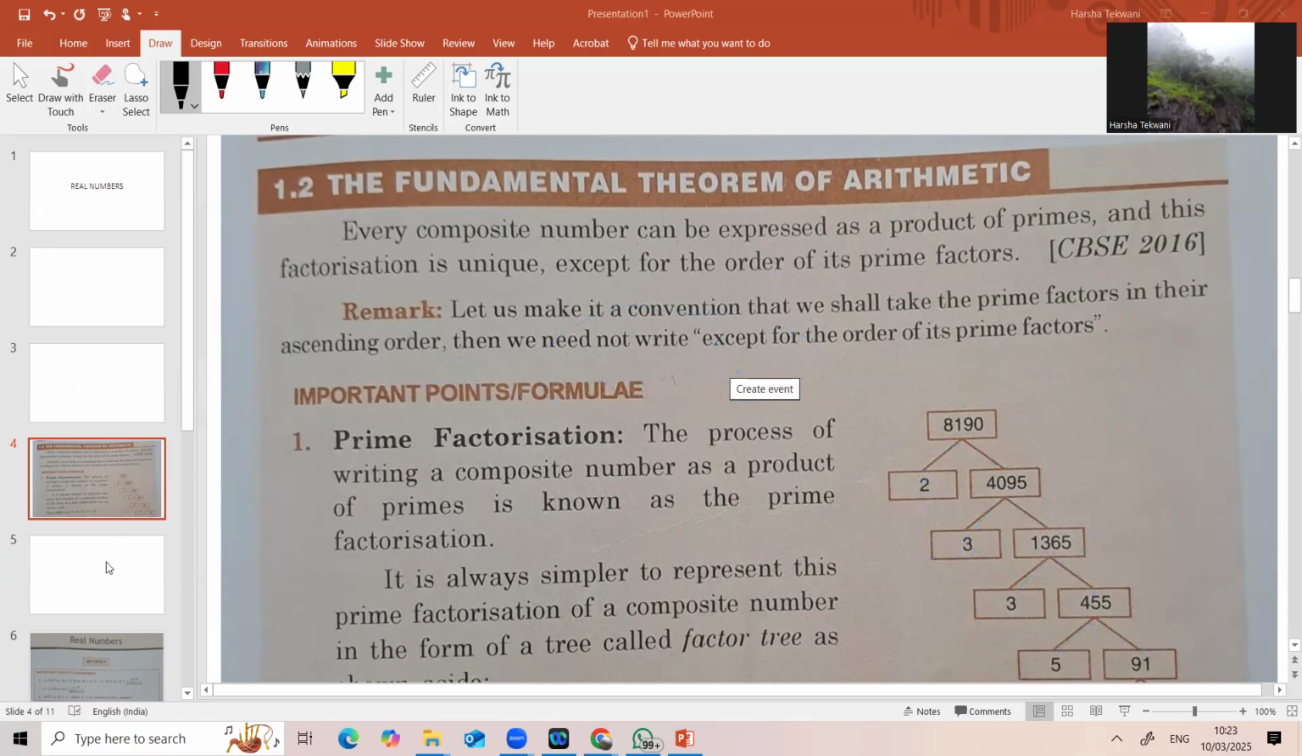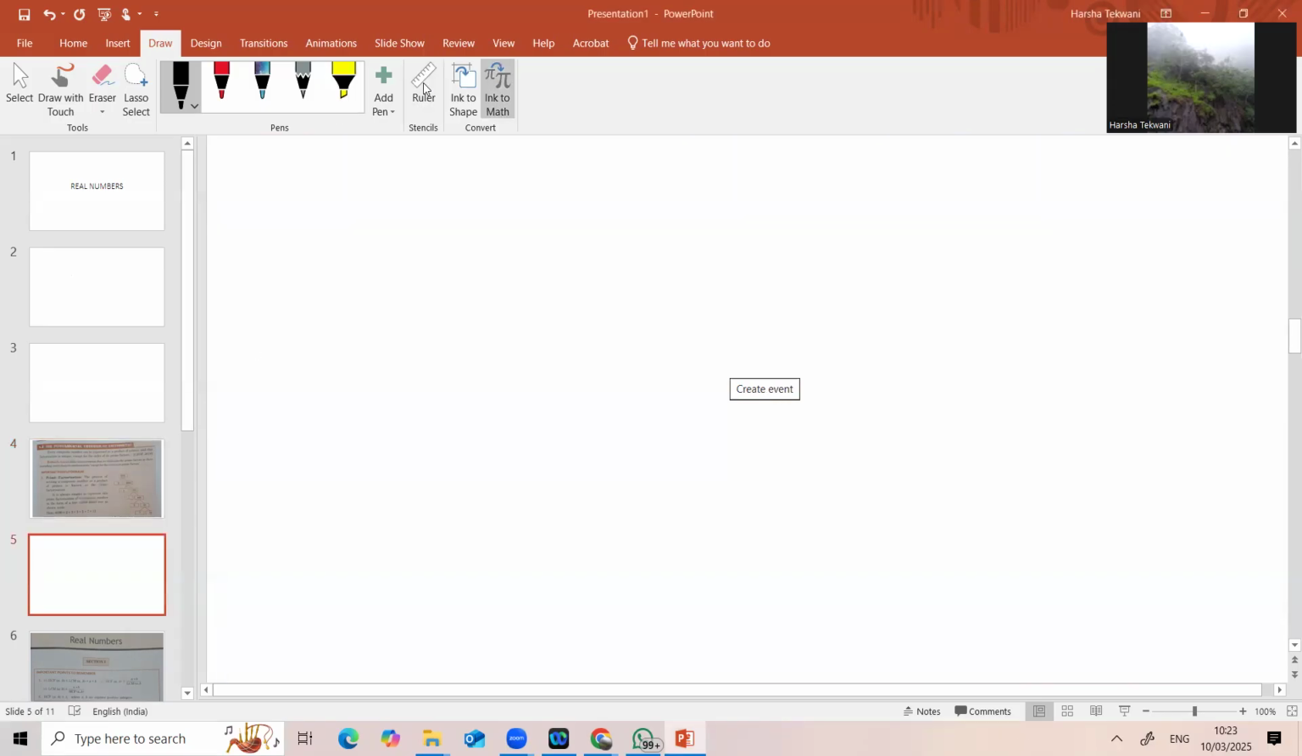So now let's talk about HCF. Suppose I give you, let's say, 2 numbers or 3 numbers: 18, 36, 72. I want to find the highest common factor. Which number will divide all 3 of them, leaving me a remainder 0? Highest common factor. So now we will start making a factor tree.